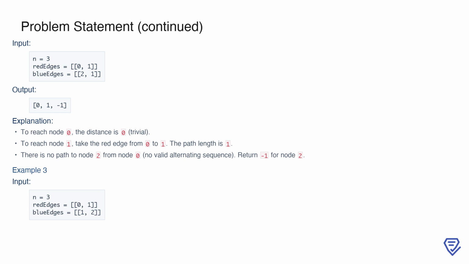In the next example, the graph again has three nodes, but this time there is one red edge from node 0 to node 1 and one blue edge from node 2 to node 1. The output here is also 0, 1, -1. The reasoning is as follows: the distance to node 0 remains 0. To reach node 1, you can take the red edge from 0 to 1, resulting in a path length of 1. However, node 2 cannot be reached from node 0 using a valid alternating sequence of edges. Even though there is a blue edge ending at node 1, it does not connect from node 0 or form part of a valid alternating path. Thus, the distance to node 2 is -1.